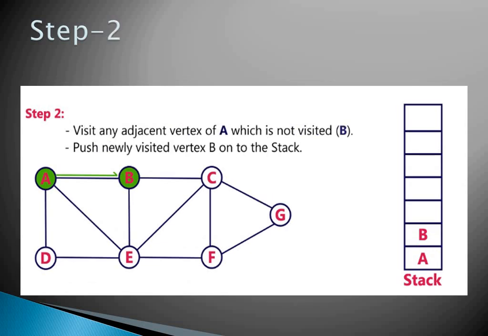Step number 2. Now the question is, you have to select all the adjacent vertices one by one which are non-visited. So here we are visiting any adjacent vertex of A which is non-visited. The adjacent vertices are D, E and B. We'll traverse the adjacent vertices one by one, right? So here we are traversing the next vertex, that is B, and then push the newly visited vertex B onto the stack. You can see A is already visited. Now B is the new vertex which is just visited, so it will be added to the stack here. So this is your new vertex.